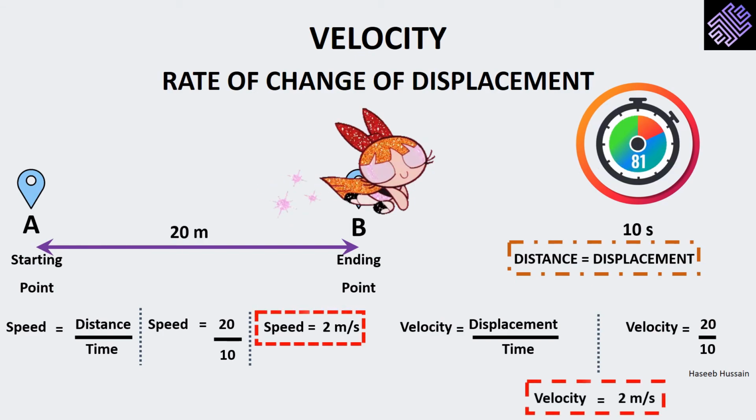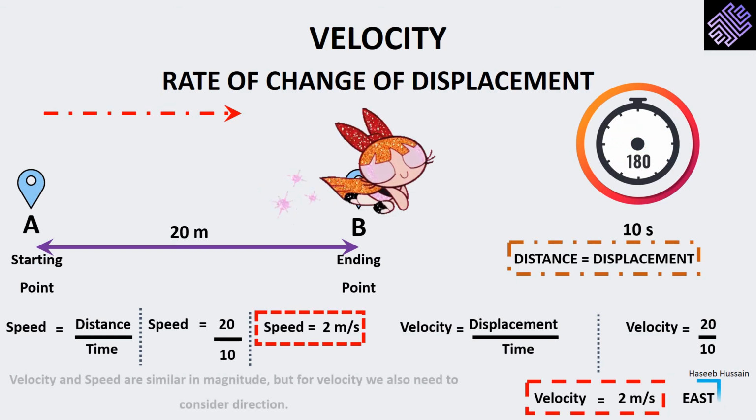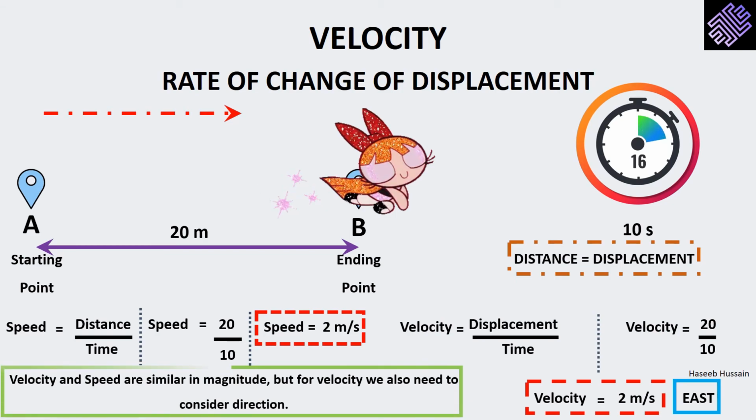They have the same magnitude. But in case of velocity, we also need to consider the direction. As she is moving from A to B, her velocity is 2 meters per second due east. So in this case, both speed and velocity have the same magnitude. However, for determination of velocity, we must also look at the direction of motion of that object.